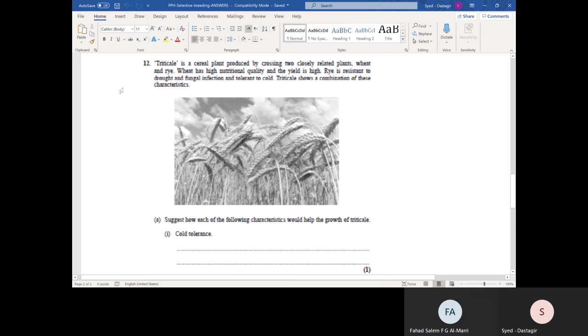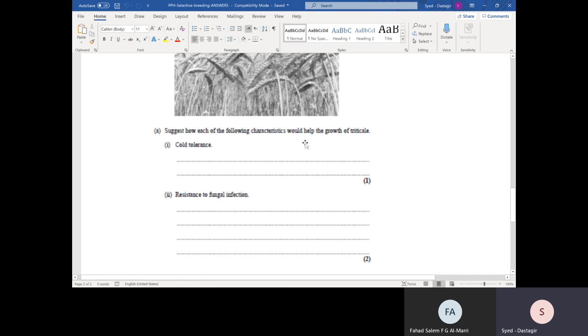Okay. This plant, triticale, I think, is a cereal plant produced by crossing 2 closely related plants, wheat and rye. Wheat has a high nutritional quality and the yield is high. Rye is resistant to drought and fungal infection and tolerant to the cold. Triticale shows a combination of these 2 characteristics. Suggest how each of the following characteristics would help the growth. So cold tolerance and resistance to fungal infection. So your job is to complete this and hand it back in to me on Teams.